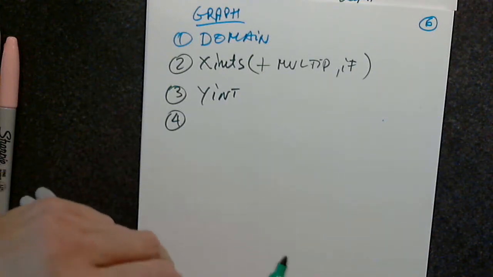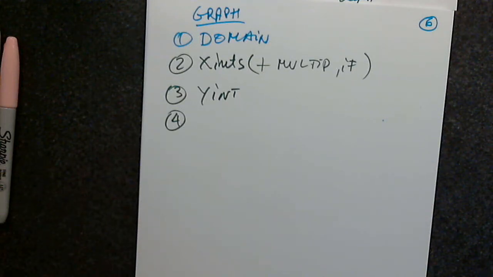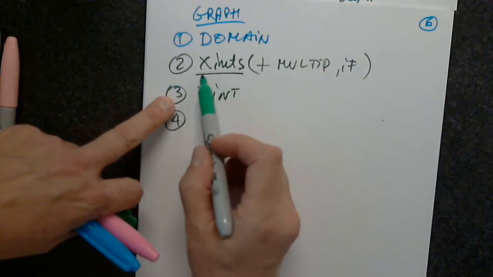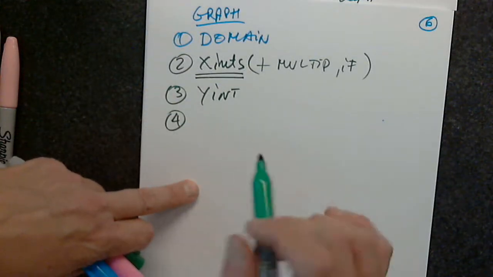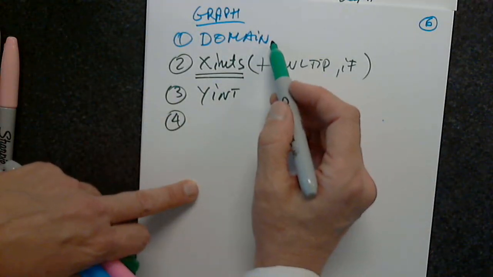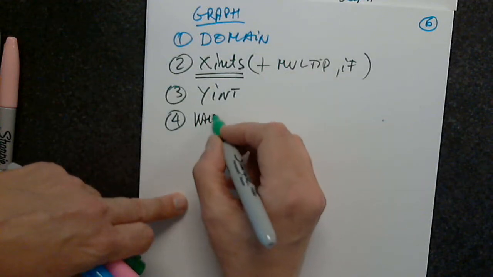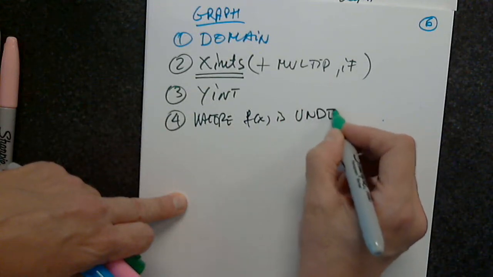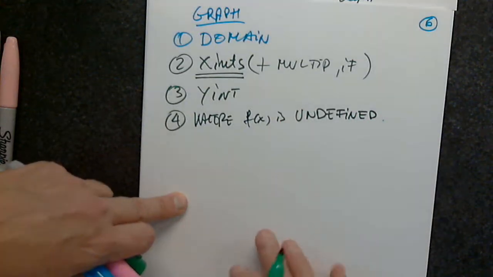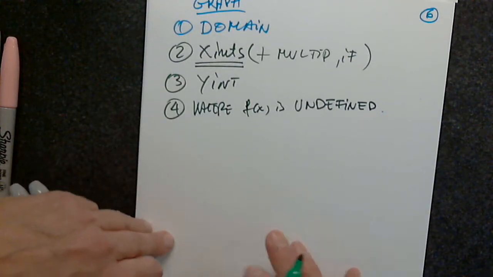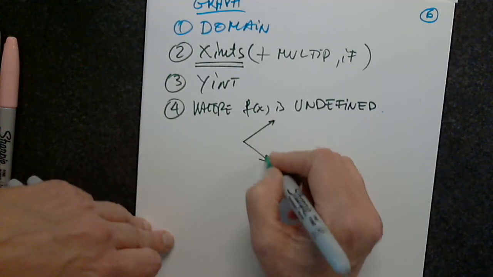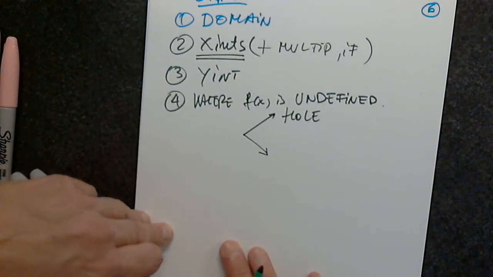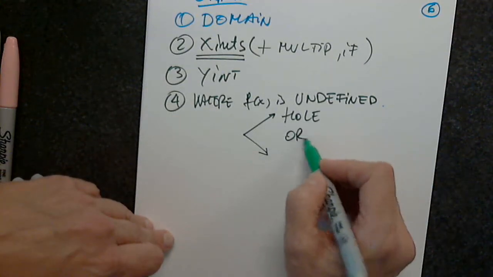rational functions don't have degree. So it's a polynomial over a polynomial. So in this case, for the x-intercepts, the y-intercept, connected to the domain is where f of x is undefined, for the x values where f of x is undefined. There are mainly two possibilities: a hole in the graph, or a vertical asymptote, but not both at the same point.